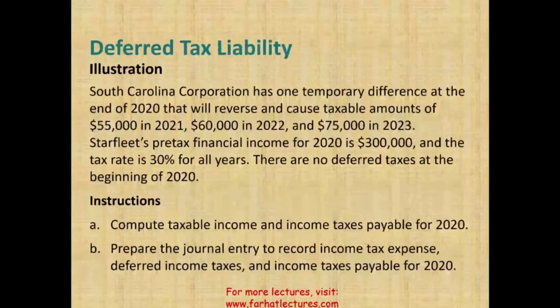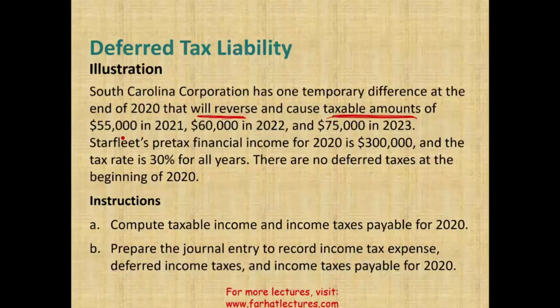Okay, let's look at another example that deals with deferred tax liability. So let's look at another example of deferred tax liability to make sure we understand this. South Carolina Corporation has one temporary difference at the end of 2020 that will reverse. It's a temporary difference and causes a taxable amount of 55,000 in 2021, 60,000 in 2022, and 75,000 in 2023.